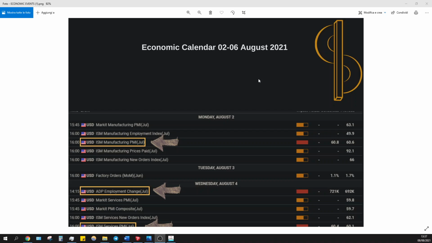As per usual, we're going to do our weekly recap. So, we're going to do the week from the 2nd to the 6th of August 2021. And we start with the economic calendar, as always.